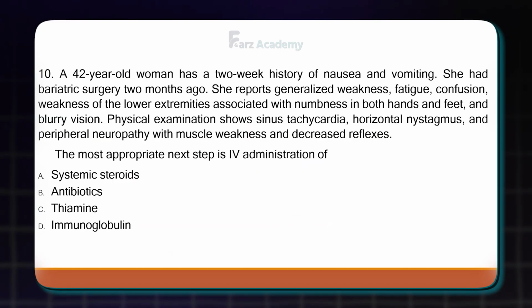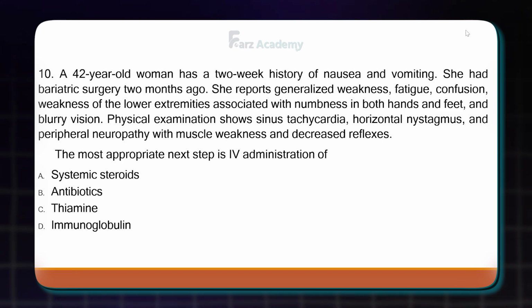Now, this is question number 10. This is a 42-year-old woman with a 2-week history of nausea and vomiting. She had bariatric surgery 2 months ago. She reports generalized weakness, fatigue, confusion, weakness of lower extremities associated with numbness in both hands and feet, and blurry vision. Physical examination shows sinus tachycardia, nystagmus, peripheral neuropathy, muscle weakness, decreased reflexes. The most appropriate next step is IV administration of systemic steroids, antibiotics, thiamine, or immunoglobulins.